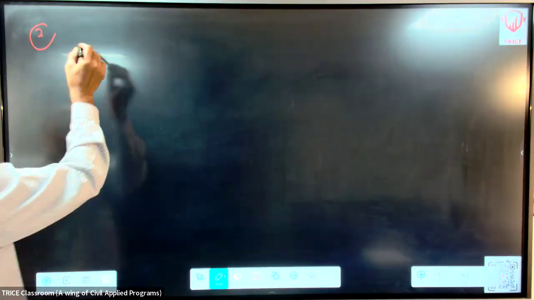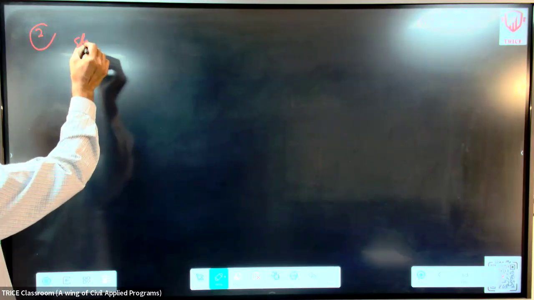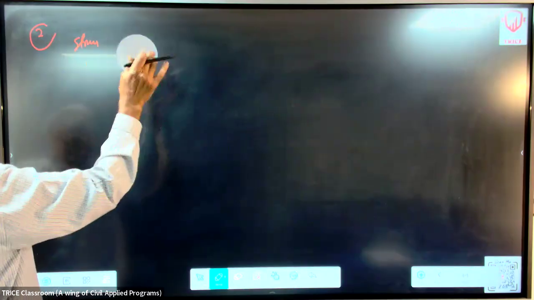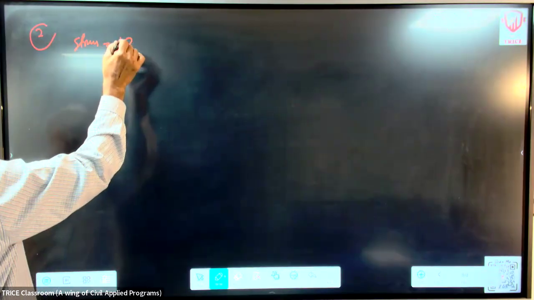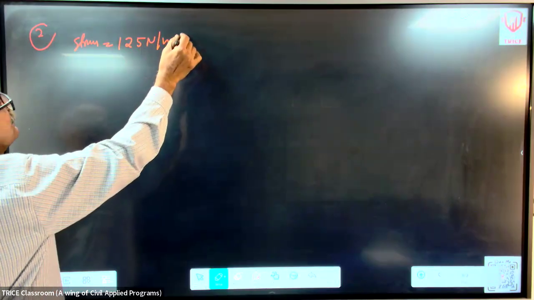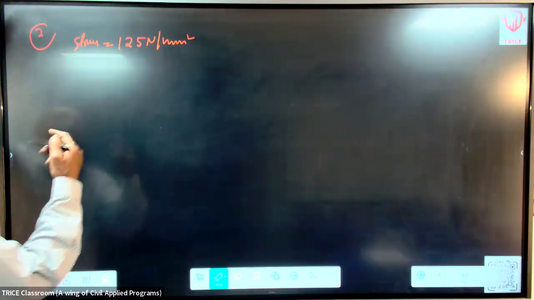Second question. It is found that they will tell stress is 125 Newton per mm square. There is a term called MPa, GPa that I will tell in the next class, not today. Next class. Okay. Stress given.